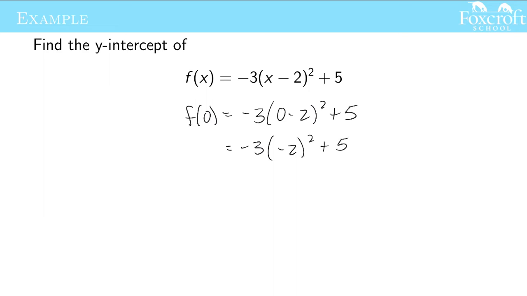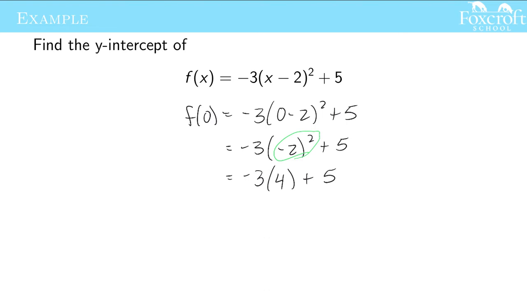The biggest mistake students will make is in this next step, they would multiply negative 3 times negative 2. And remember, parentheses, exponents is the second part of order of operations. So the second thing I'm going to do is this exponent. So the negative 3 is going to stay. Negative 2 squared is positive 4.